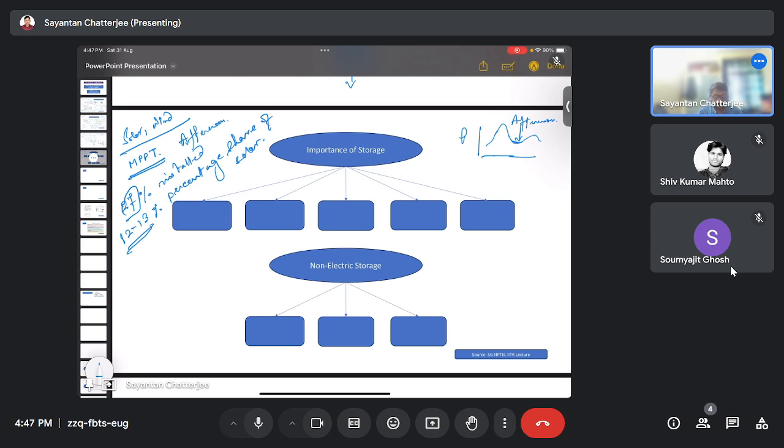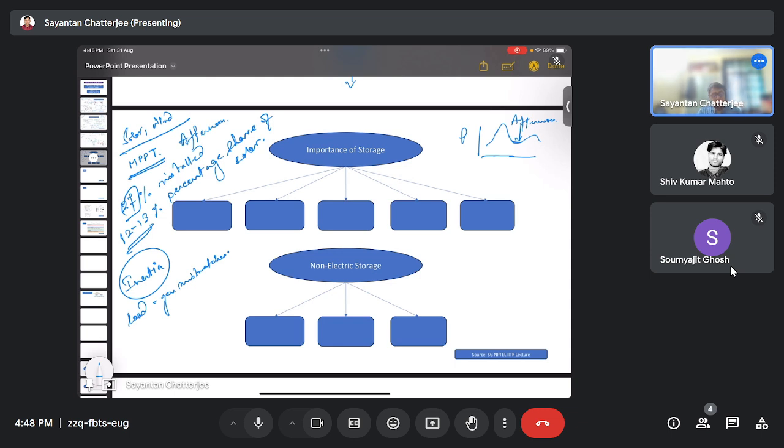The thermal plants also have the capability of inertia. So why is inertia required? Due to sudden load-generation mismatches, inertia takes a major role. But that is absent in the case of renewables. So in the present context, we cannot directly replace the thermal power plants. What we can do is use a proper mix of both.